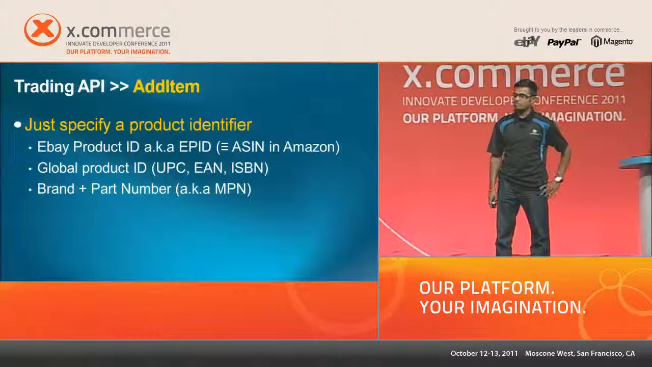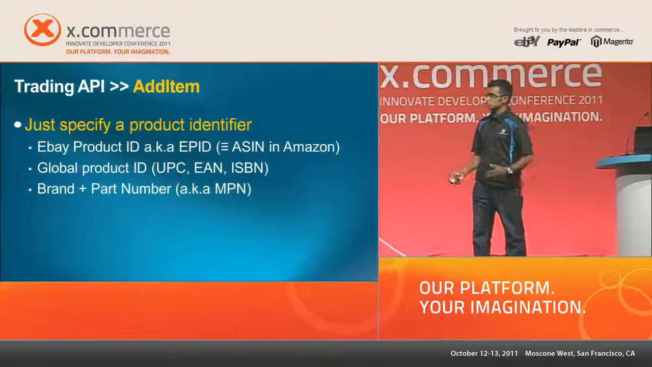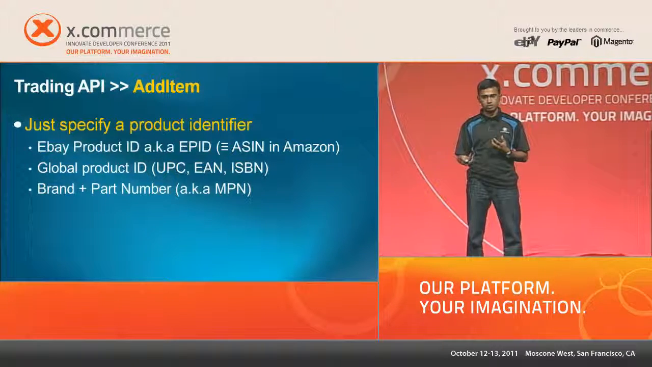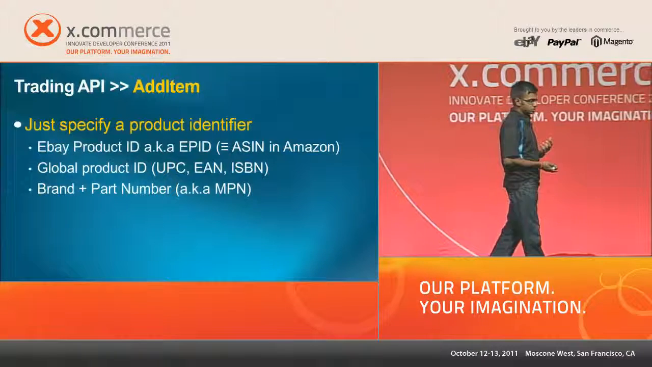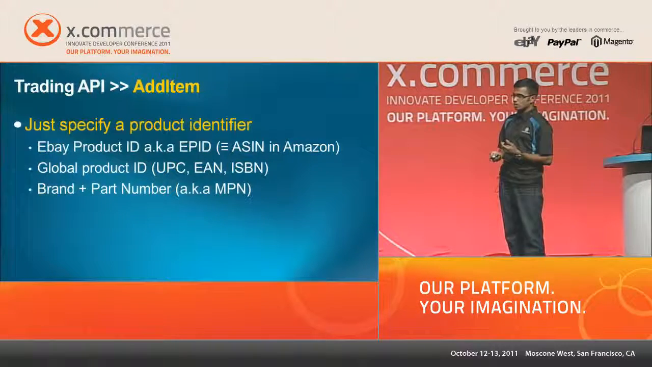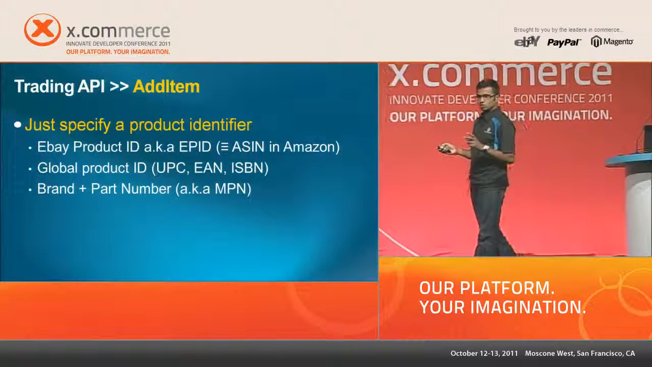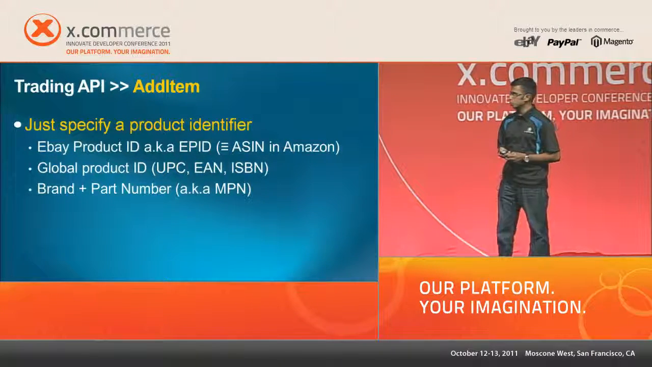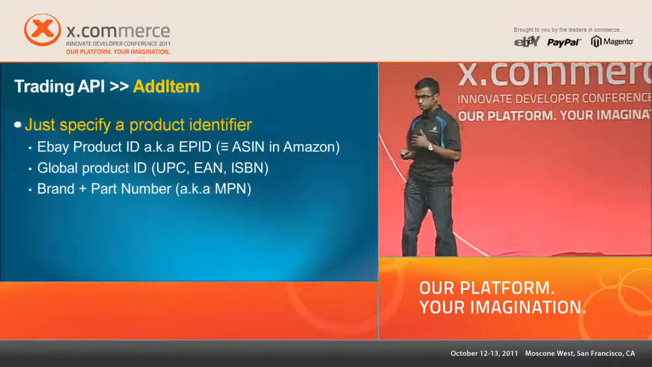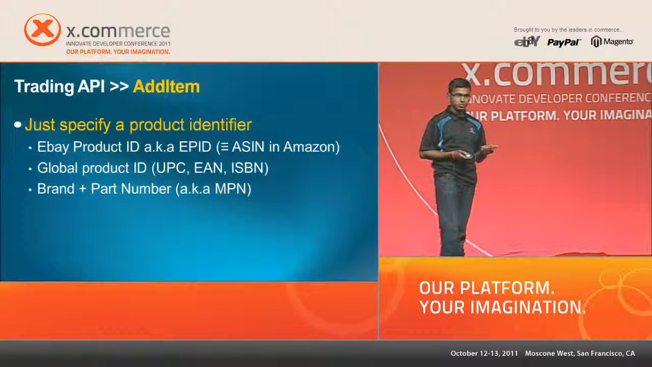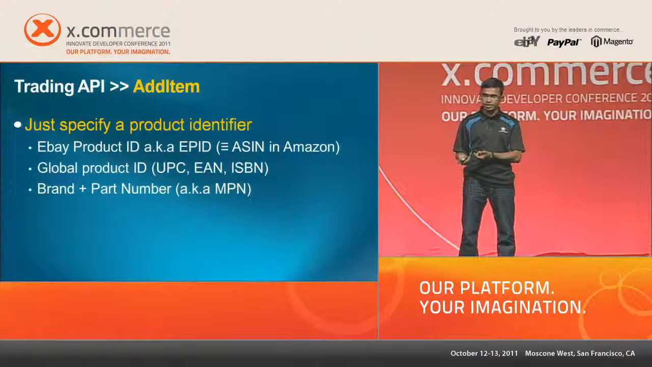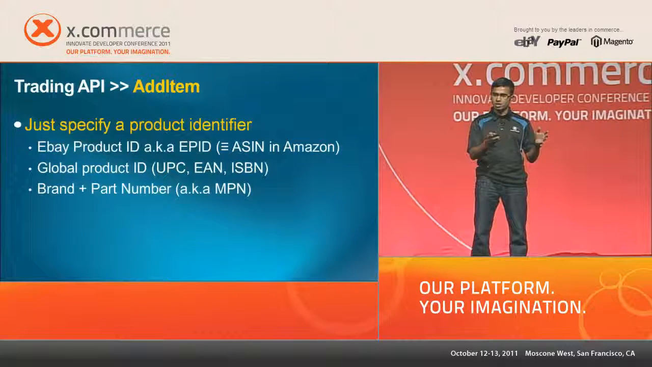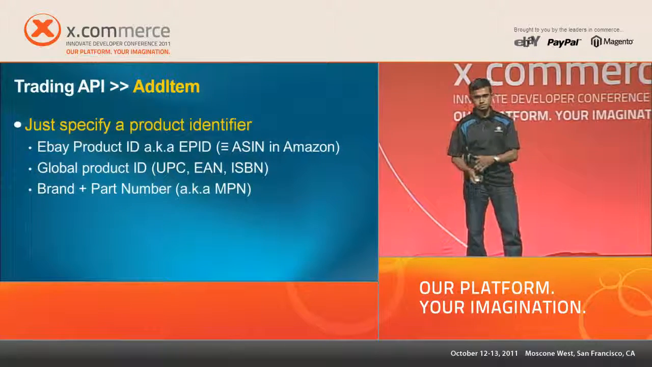Or if you don't have an eBay product identifier, you can also use a global product ID, such as a UPC or an ISBN, depending on the category. And sometimes you may also use brand and part number. The combination of brand and part number also works as a global ID for a product, also known as MPN. So you can use any one of these unique identifiers to reference a product when you call add item. And if we can look up a product from our catalog for this ID, then your item will be automatically associated with the product, as well as all the product information gets pre-filled onto your item.